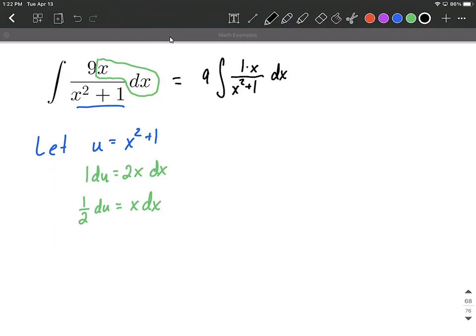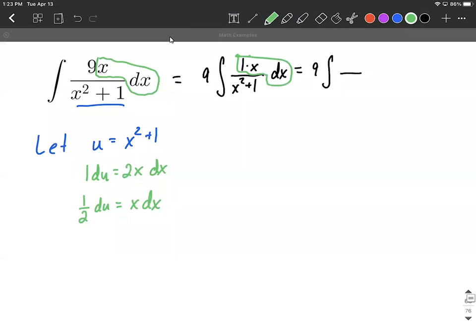Next, let's do our substituting in. So we'll bring the 9 along, the integral symbol, and then we're replacing the 1x dx. That's going to get replaced with 1/2 du. So 1/2 du. We're going to leave that 1 up in the numerator, and then our entire denominator can be replaced with u.